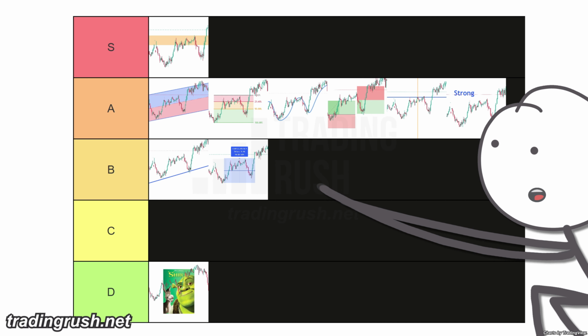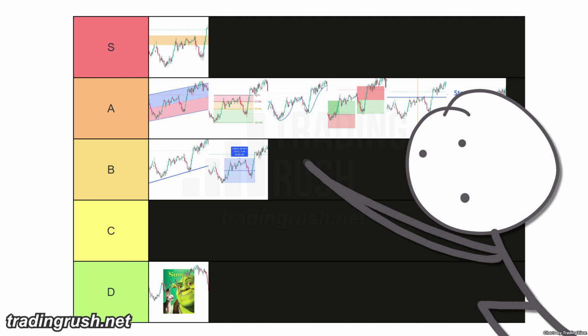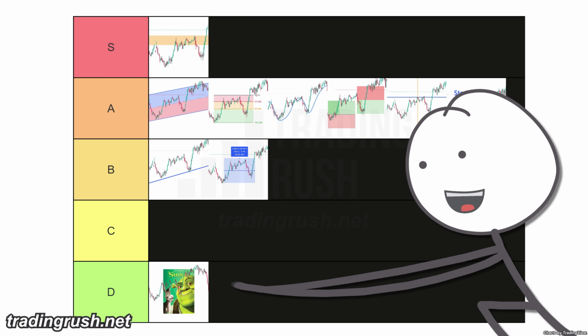So, I decided to rank the best and worst TradingView tools in a tier list. The tools I'm going to put near the top of the list are good, and near the bottom are bad.